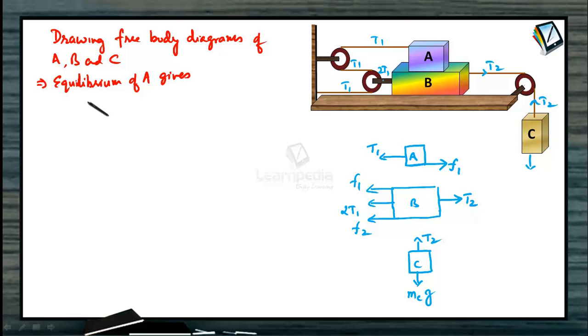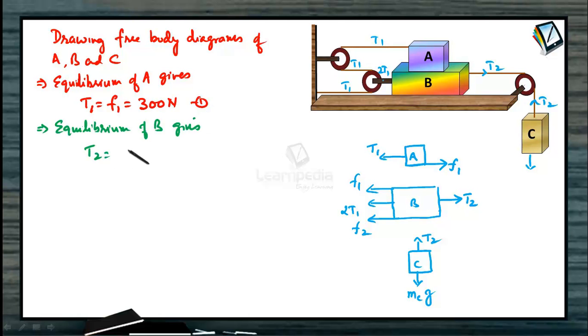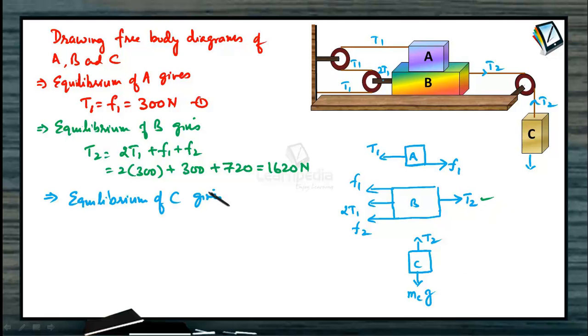Equilibrium of A gives T1 equal to F1, that is equal to 300 Newton. Equation 1. Equilibrium of B gives T2 equal to 2T1 plus F1 plus F2, which is 2 times 300, plus friction force F1, which is 300, plus friction force F2, which is 720. So 1620 Newton. Tension T2 also we got. Next, equilibrium of C gives T2 equal to mass of C into g. So 1620 is equal to mass of C into 10. So mass of C will be equal to 162 kg.